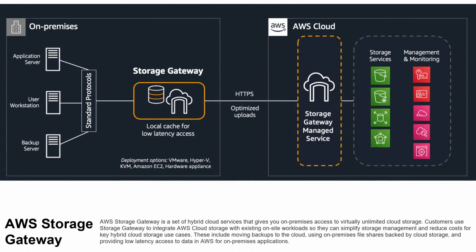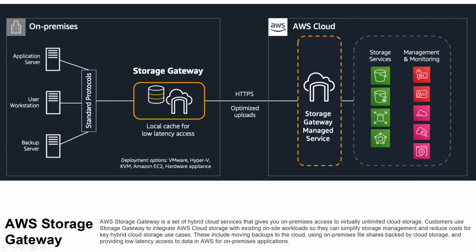The last part of storage is the Storage Gateway. Storage Gateway is a set of hybrid cloud devices. Whenever you need some information on premises and some information on the cloud, it's suitable to use Storage Gateway. It is installed both on premises and on the AWS cloud, so it helps the data transfer between AWS and on premises.